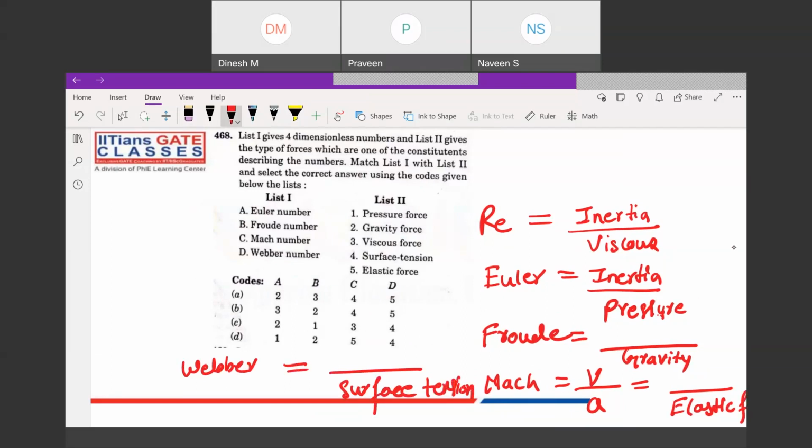Okay, you just read the definitions of these numbers. It is very important actually. They can ask you in examination like this, just match which number represents what.